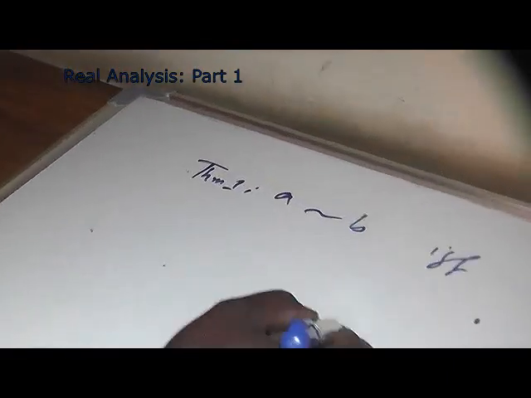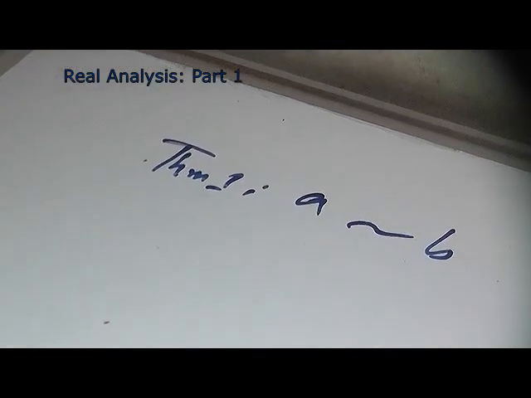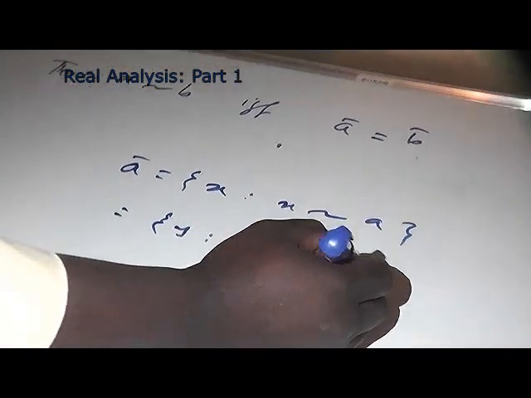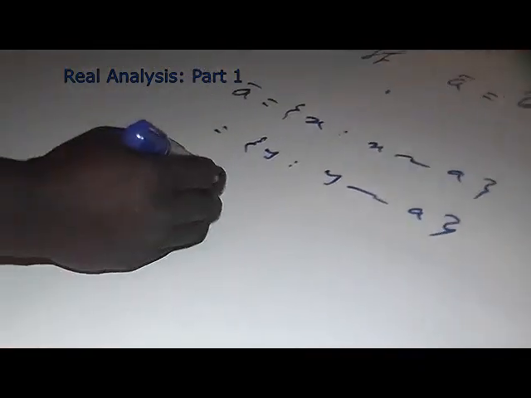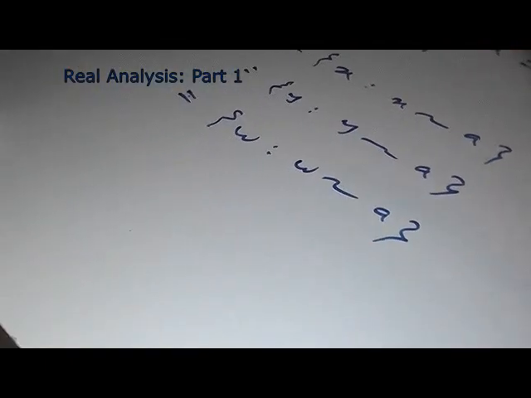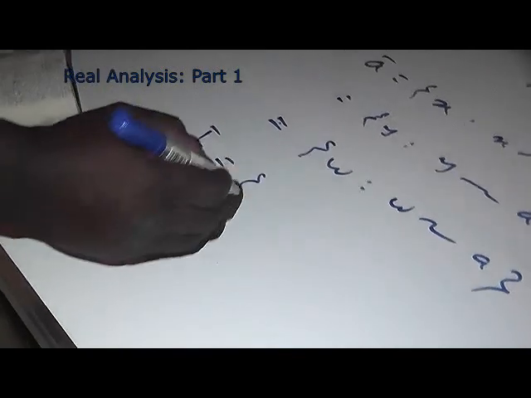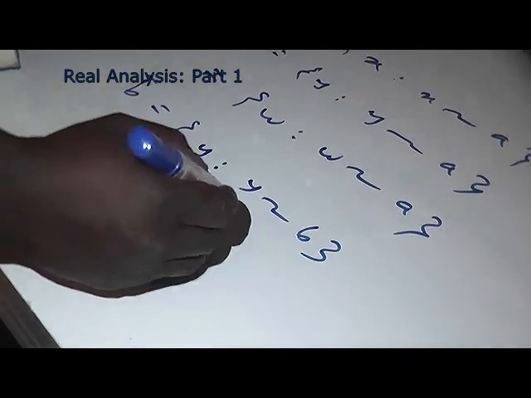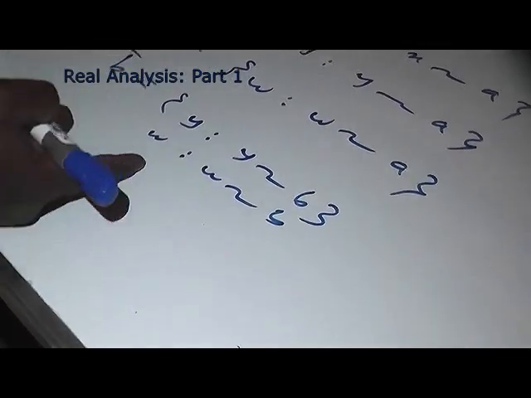Now, by definition, the equivalent class of A means the collection of any x so that x is strictly related to A. It can also be y so that y is strictly related to A, or omega so that omega is strictly related to A. The equivalent class of B is the collection of all elements that are related to B.